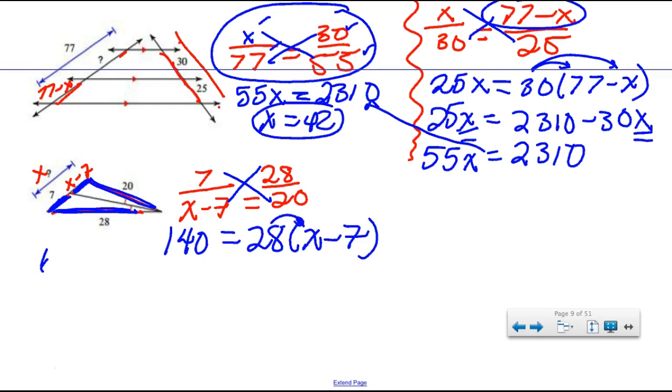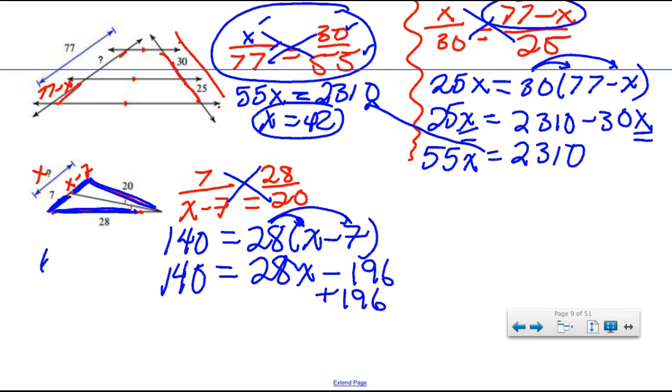And we'd distribute the 28 in, and we'd have 140 is equal to 28x minus, and then we need to do 28 times 7 on a calculator, and that gives us 196. Adding that over to the other side, I get 336 equals 28x. There, that's getting messy. Let me write that a little neater there.